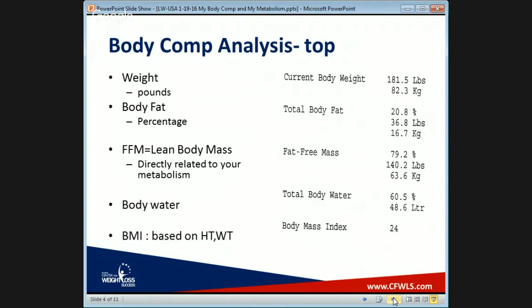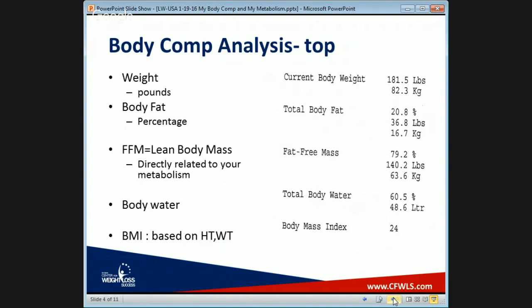Body mass index is just a height-weight thing. It's a calculation based on height and weight. And it really has nothing to do with body composition. But the reason we look at body mass index is because it's a health screening number. When I say health screening, typically the higher someone's body mass index is, the more likely they are to have health problems.